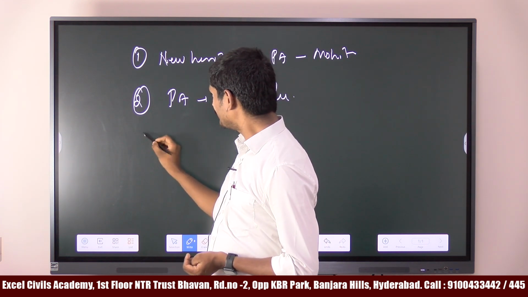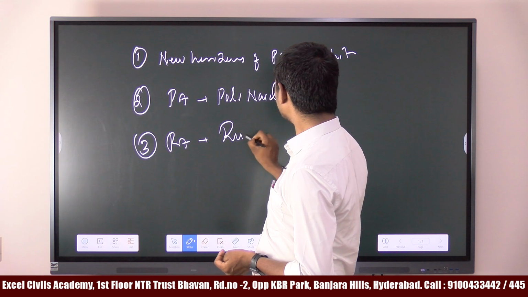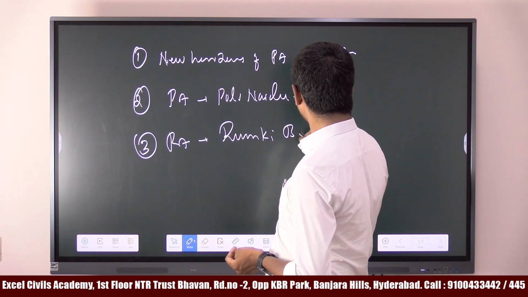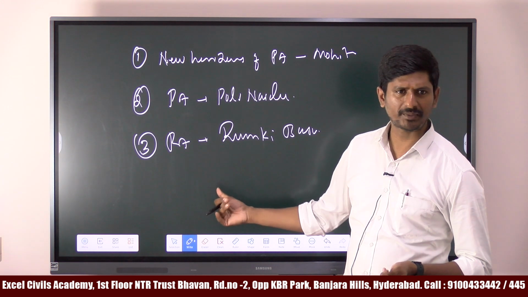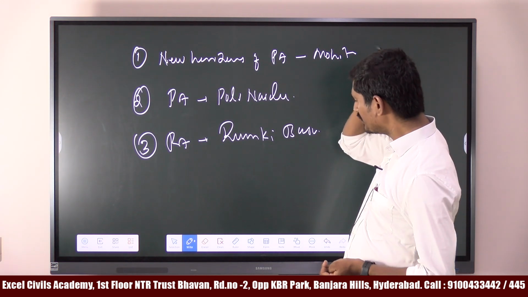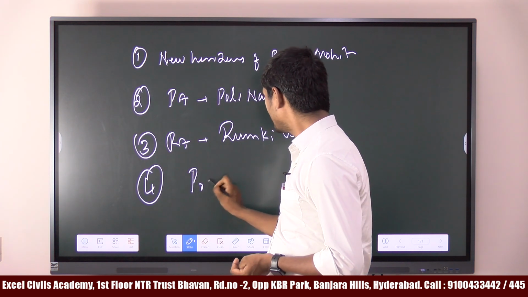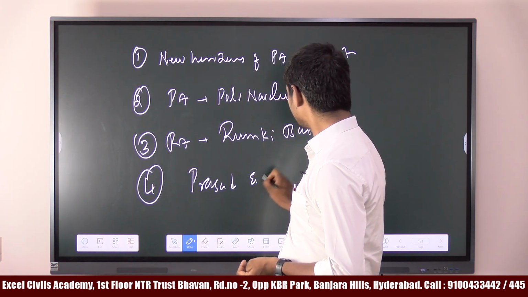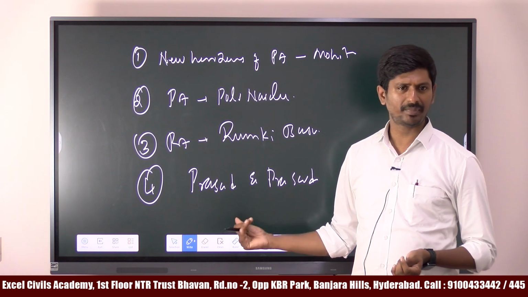Okay, and number 3, Public Administration by Ramesh Basu. So these are the books for the first paper. You can also go through another important book, Public Administration Thinkers by Prasad and Prasad. These are the important sources for paper 1.